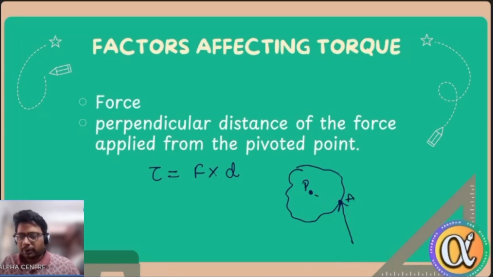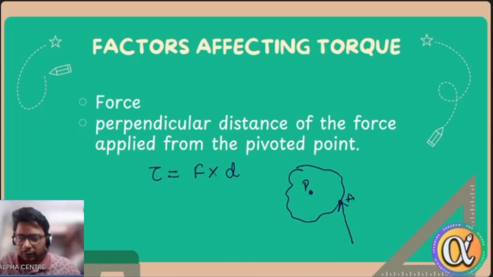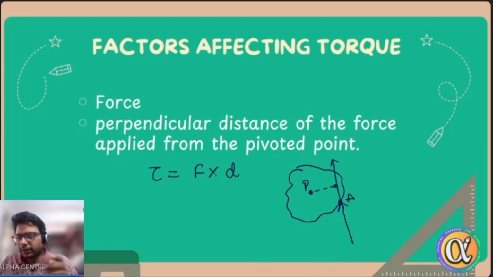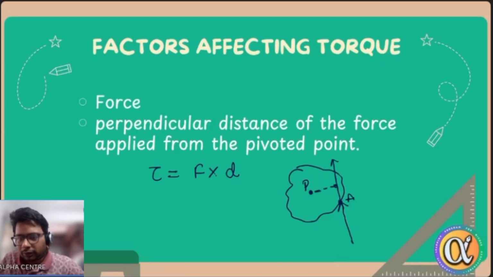Okay, how do we take the perpendicular distance? Extend this force in the same direction and take the shortest distance of the force vector from the pivoted point, meaning the perpendicular distance. So whichever direction the force is acting, you extend that force and take the shortest distance of that force direction from the pivoted point. Okay, not this point. Am I clear?